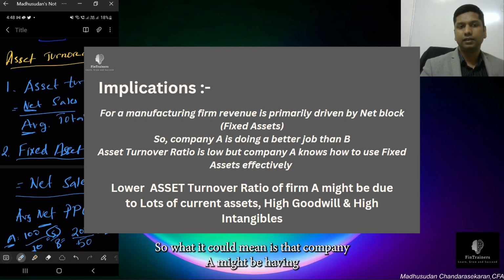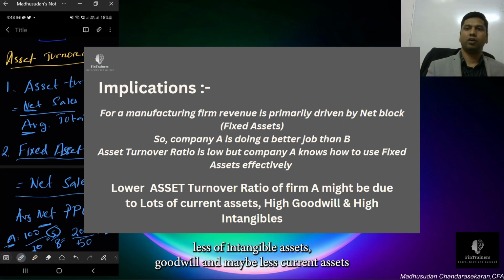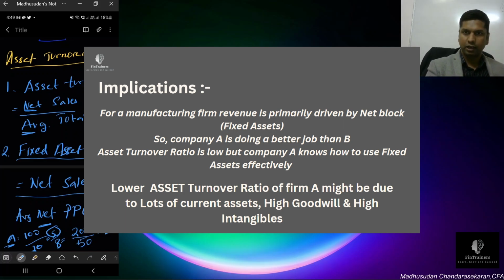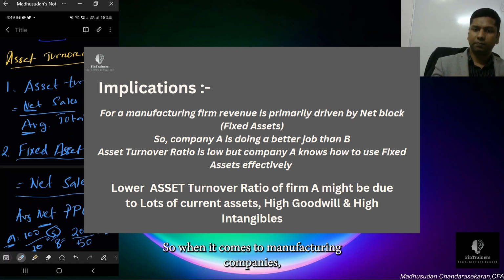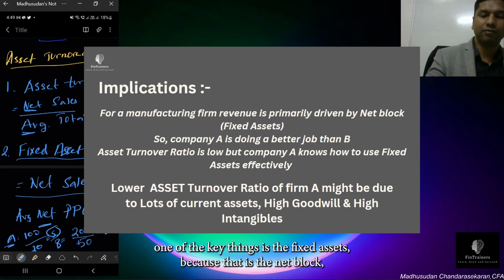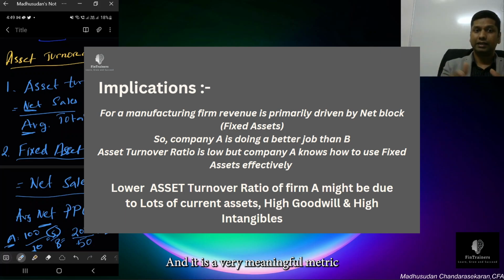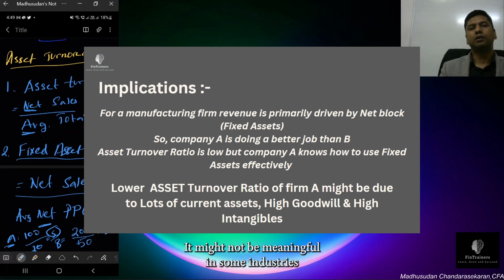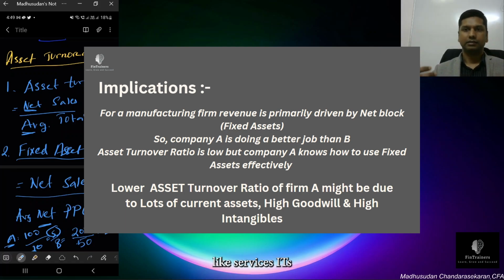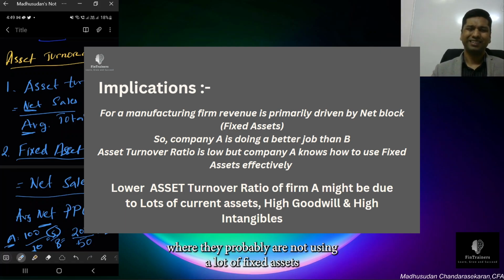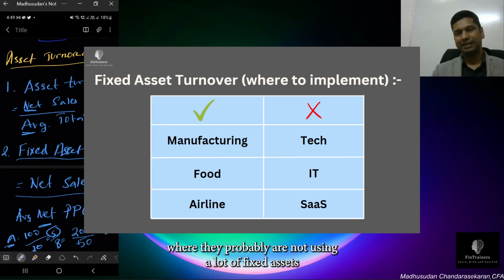So what it could mean is that company A might be having less of intangible assets, goodwill, and maybe less current assets. So when it comes to manufacturing companies, one of the key things is the fixed assets, because that is the net block, fixed asset block that they're going to be using to generate revenue, and it is a very meaningful metric. It might not be meaningful in some industries like services, IT, SaaS, where they probably are not using a lot of fixed assets, right?